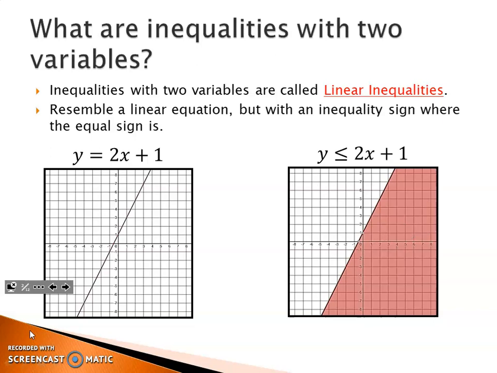Basically, if I've got a y and I've got a less than, greater than, less than or equal to, greater than or equal to, any of those, you're going to graph the line just like normal, but you're going to shade one of the sides of the line. The reason is there's a whole lot of solutions to that problem, and it's all this shaded area there. We'll talk about that a little bit more later.